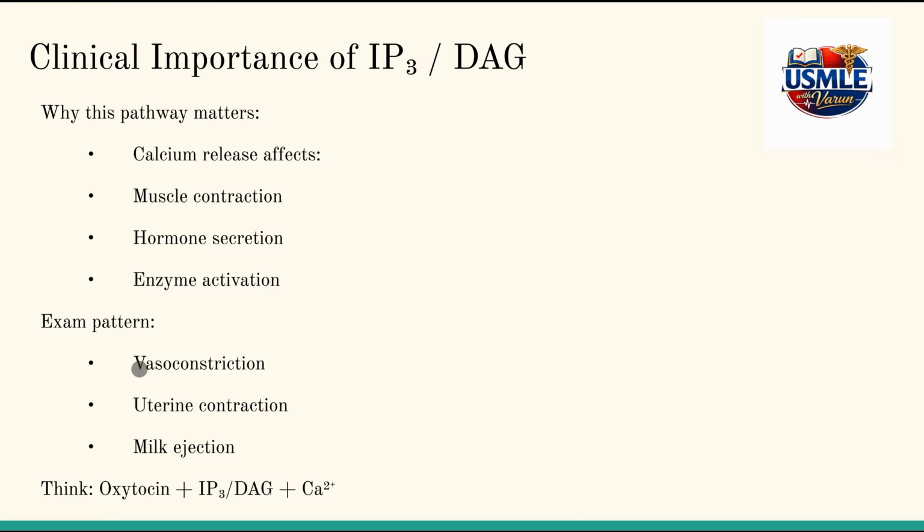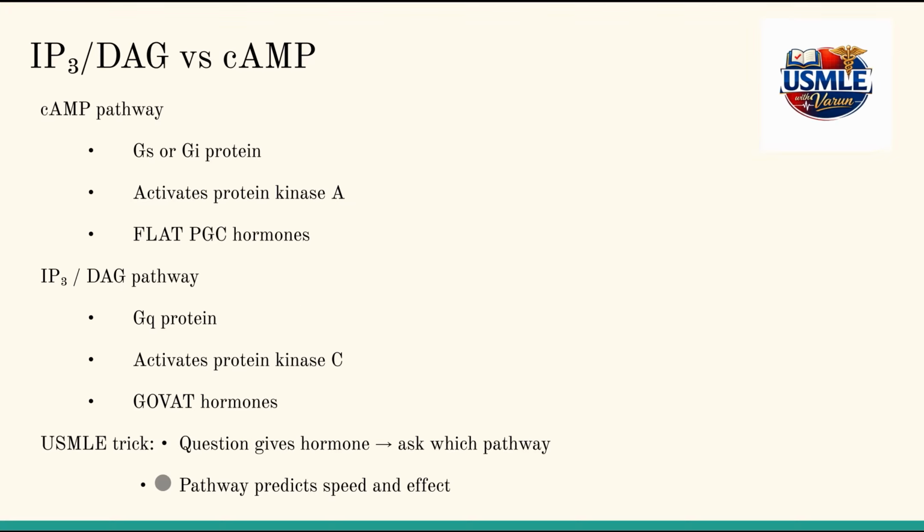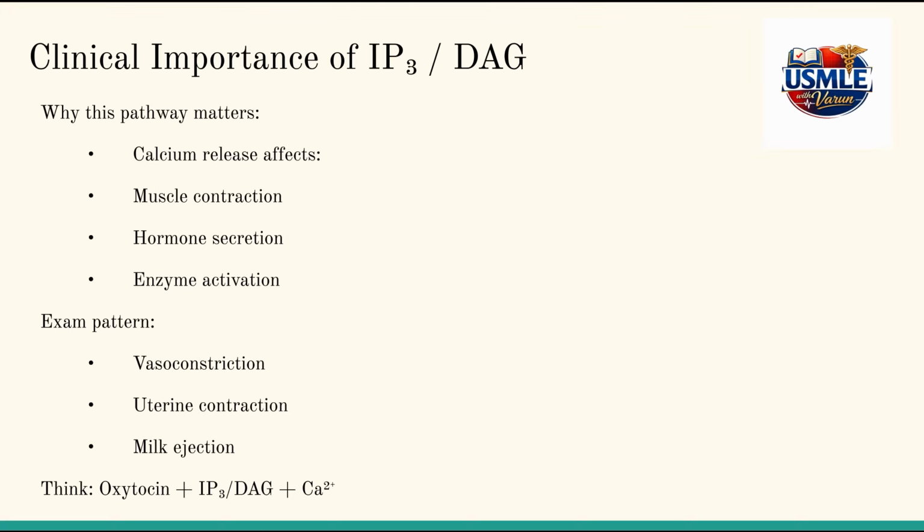So, oxytocin causing uterine contraction via IP3 DAG is a classic example of this pathway. Oxytocin is a hormone which acts via IP3 DAG. There's calcium release, and this calcium release leads to milk secretion. Vasoconstriction occurs because of this contraction secretion mechanism. Uterine contraction occurs because of this contraction secretion mechanism by IP3 DAG, and enzyme activation and milk ejection also occur by the IP3 DAG pathway.